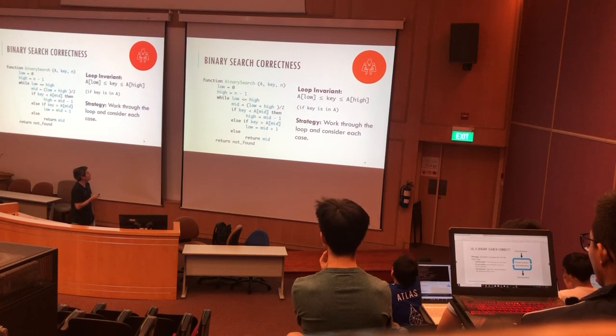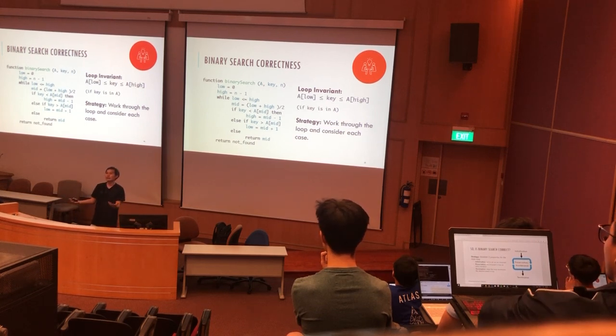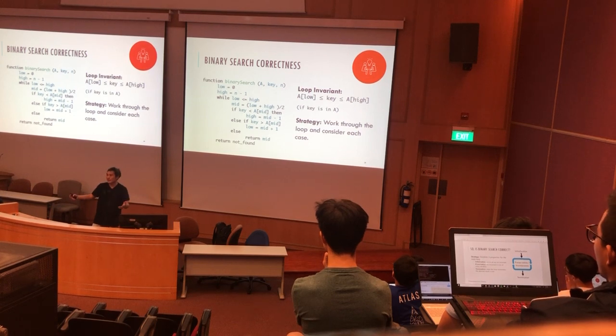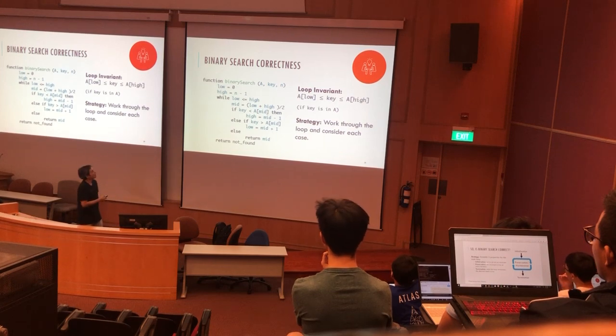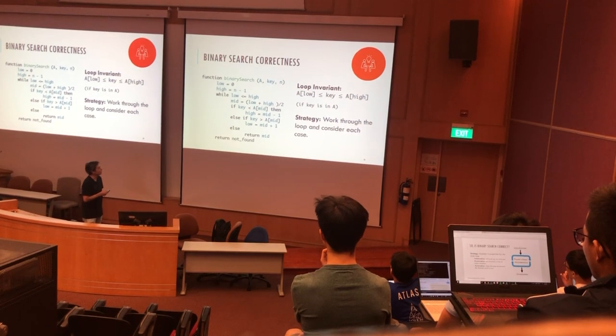Alright, that's the size of the whole array. In this case, is the loop invariant true? Is the key between low and high? Of course, trivially it is true. If the key exists in the array, it must be between the bounds. That's trivially true. Now let's work through each step and show that it's true throughout the execution of this loop.